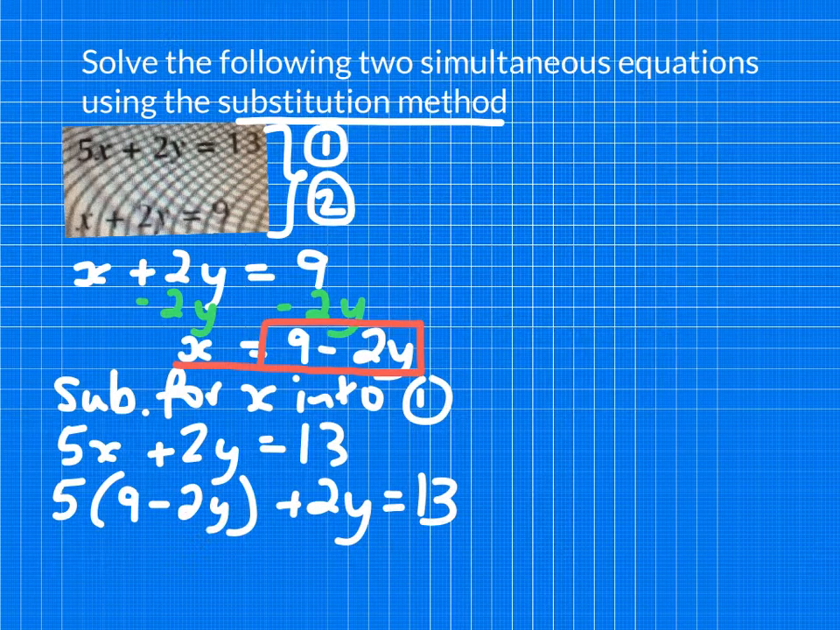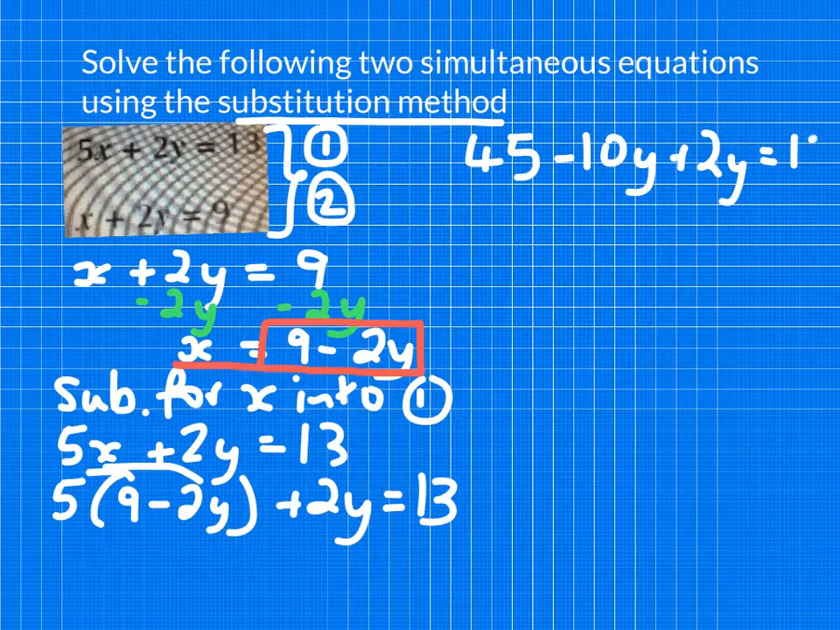And what you can see now, we have a new equation and it only has one unknown, so it can be solved in the regular way. The first thing we'll need to do is expand the bracket. 5 times 9 is 45. 5 times negative 2y is negative 10y. Then we have a plus 2y, and that is equaling 13. Combining the y's together, if we have a minus 10y and a plus 2y, that's going to give us minus 8y. So 45 minus 8y is equal to 13.